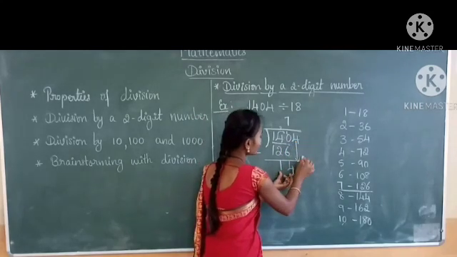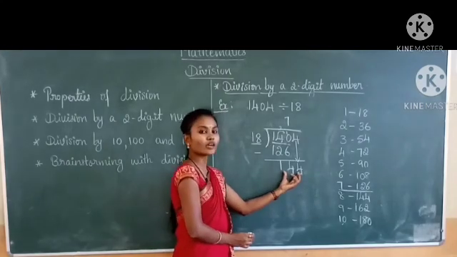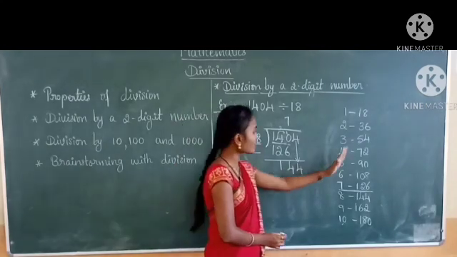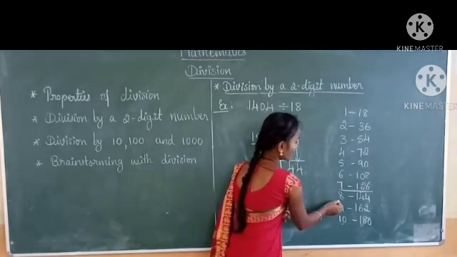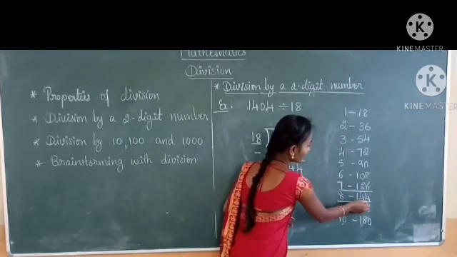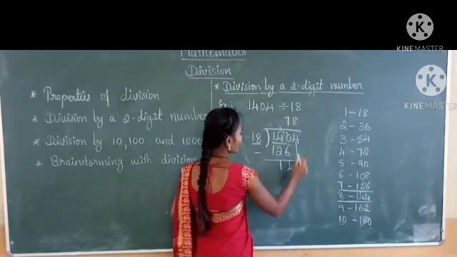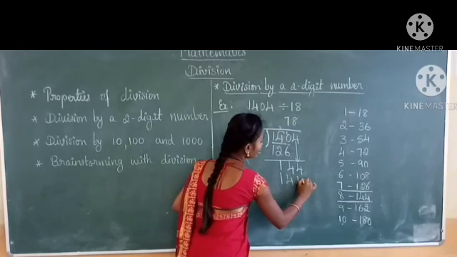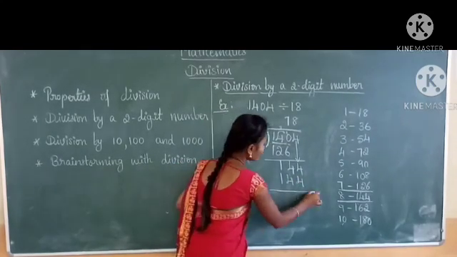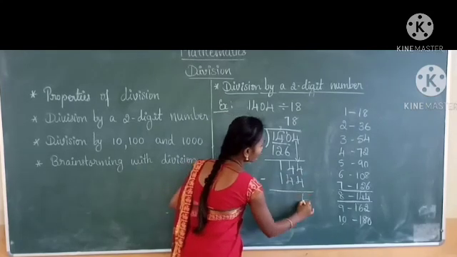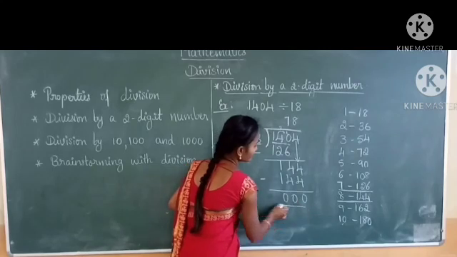Take this 4 to this place. Then it becomes 144. Is there 144 here? Yes. So 18 8s are 144. So write this 8 in the quotient place and write 144 here. 18 8s are 144. Now you have to minus. 4 minus 4 is 0, 4 minus 4 is 0, and 1 minus 1 is 0.